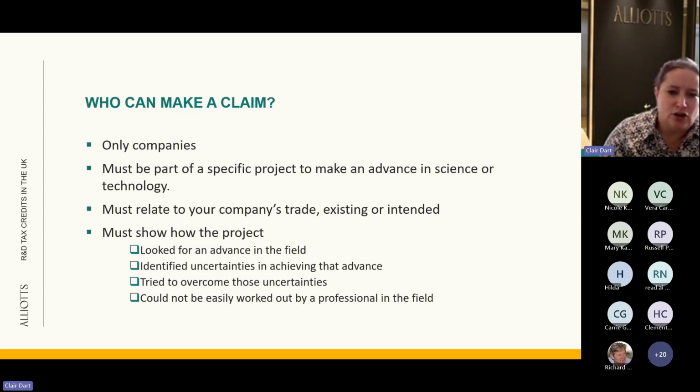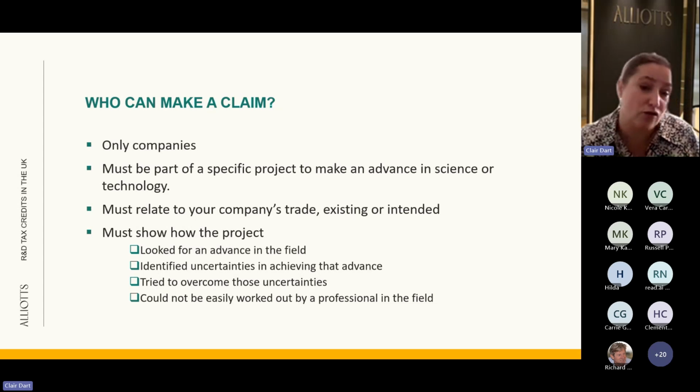In doing that, you've identified that there are some uncertainties. There's something you're not sure whether you can achieve it or not. There is a hurdle to overcome. There is technology that needs to be created or code that needs to be written that you don't know is possible. Those uncertainties are generally the key thing, and they can be quite hard to demonstrate, especially if you've not documented as you go along what those uncertainties are and where your concerns lie.